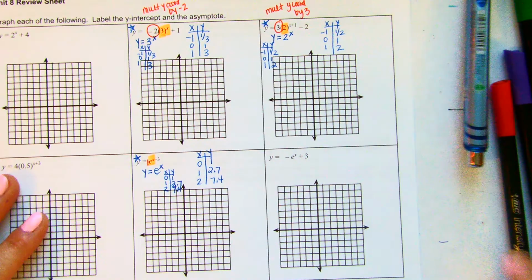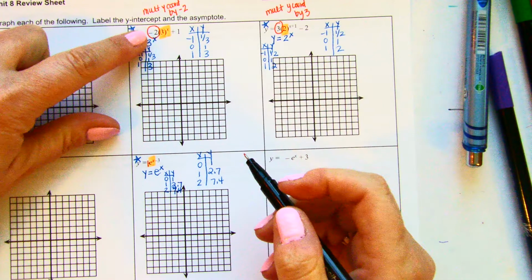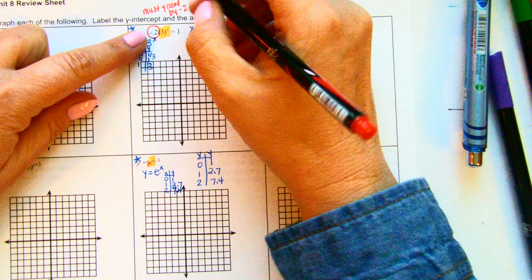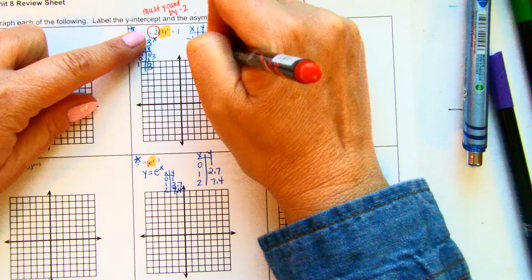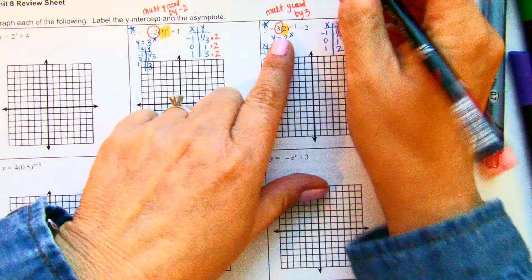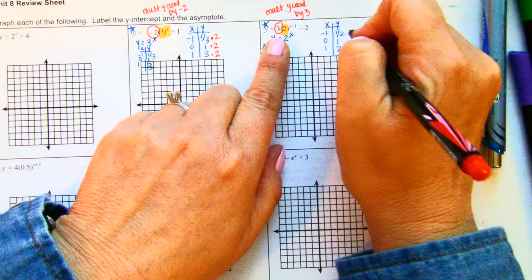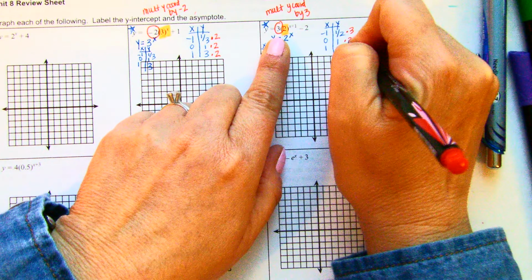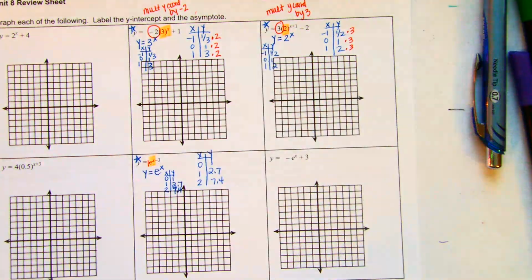Okay, so I'm going to do red for whatever that is. In this case, I'm going to multiply each of these by 2. Over here, I'm going to multiply each of these by 3. Okay, so that takes care of that.